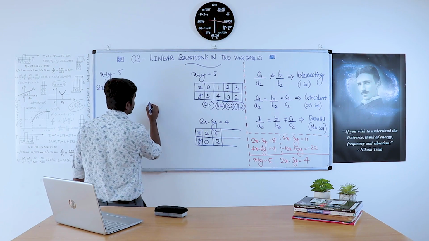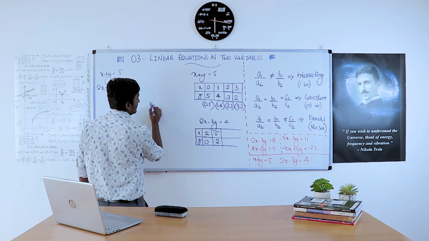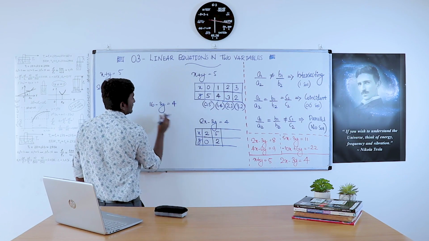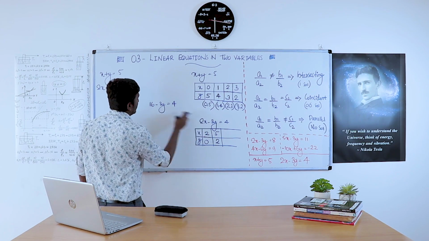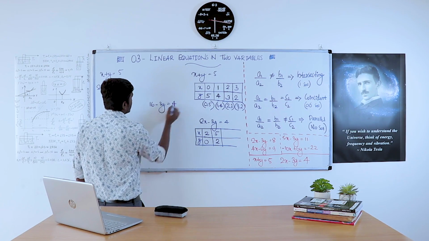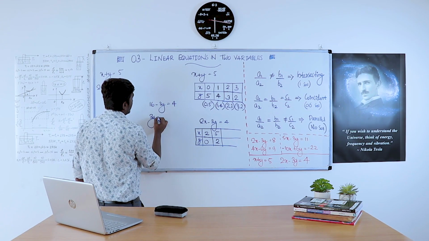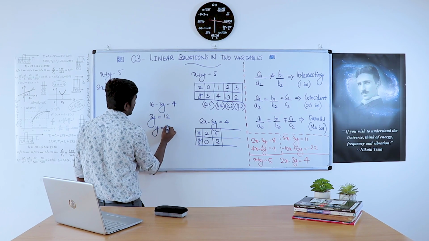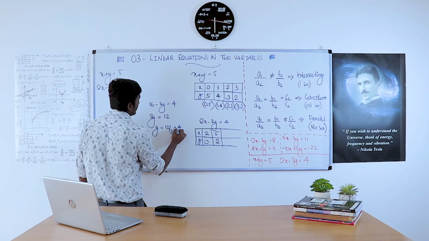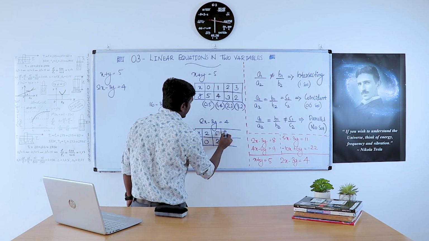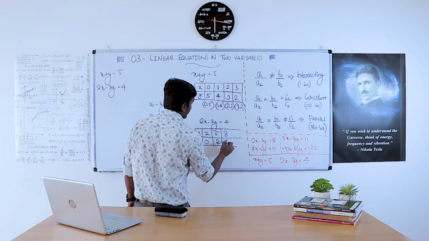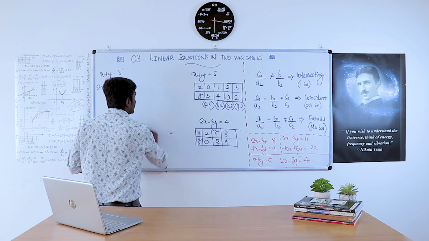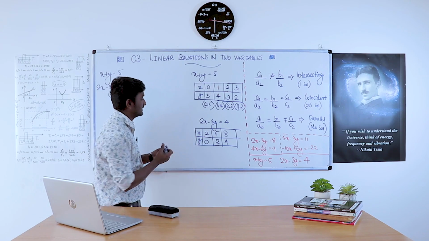What happens when 8 is given? 2 into 8, 16 minus 3y equal to 4. Minus 3y shifted to the right side, it becomes 3y is equal to 16 minus 4, it is 12. So y is equal to 12 by 3 equal to 4. So when x is 8, y is 4. Enough. We got 3 coordinates. That's enough to draw a graph.